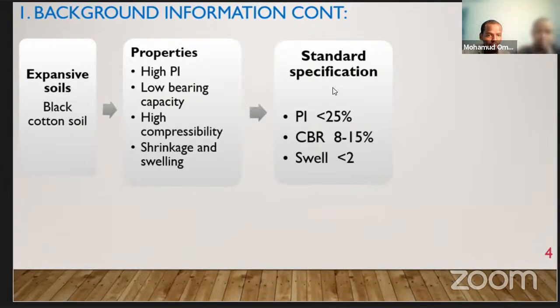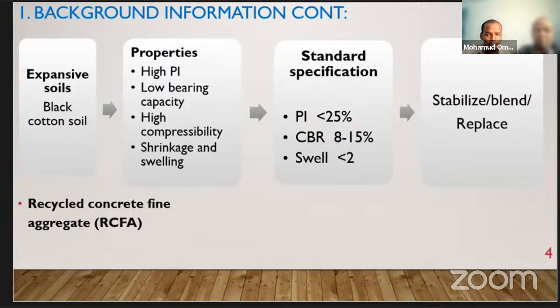The CBR should range between 8 and 15%, and the swell should be less than 2%. Due to this limitation, its engineering properties are improved through replacing, blending, or stabilization. As a result of the high cost of stabilizing materials, for example lime, it is recommended to blend or replace using a green material, for example, recycled concrete fine aggregate.